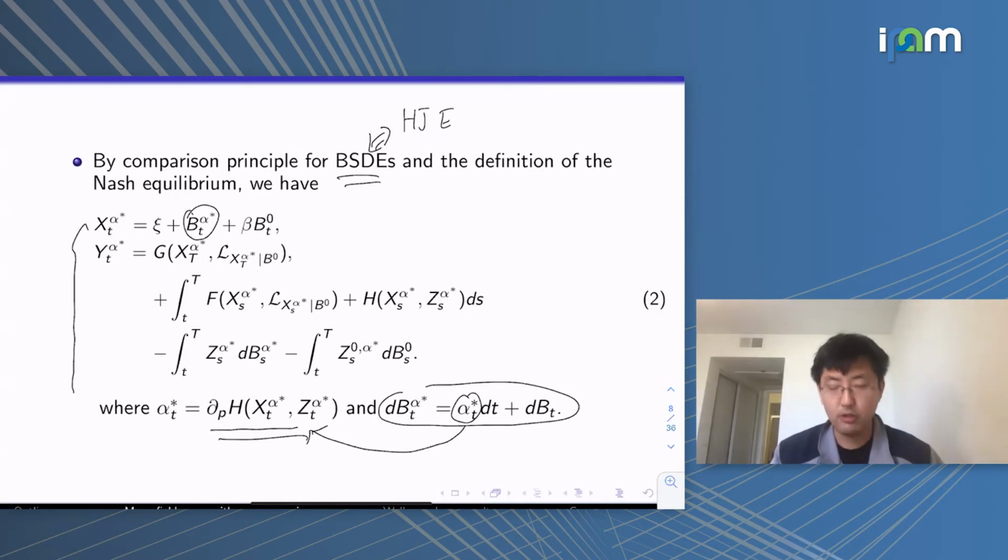So you add a drift to the original Brownian motion. I do not want to talk about the details of how we derive this FBSDE system, but I want to say that it comes from the comparison principle of the BSDEs and also the definition of a Nash equilibrium.